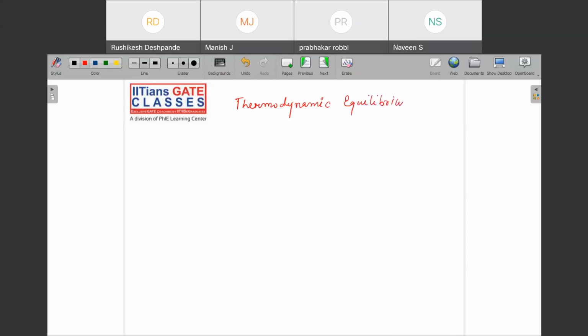So what are the conditions which need to be followed by any system? Then it will be under thermodynamic equilibrium. The very first thing is that you should be in thermal equilibrium. What does thermal equilibrium mean? That there is no scope left for heat transfer.